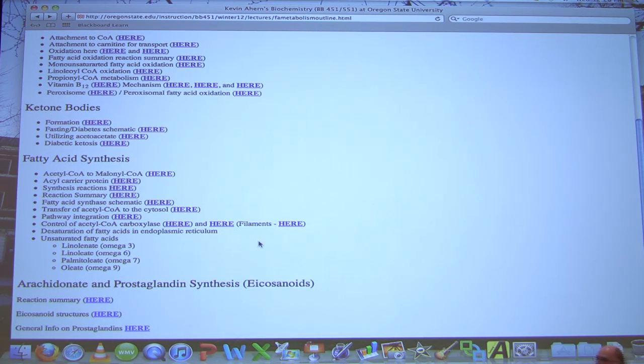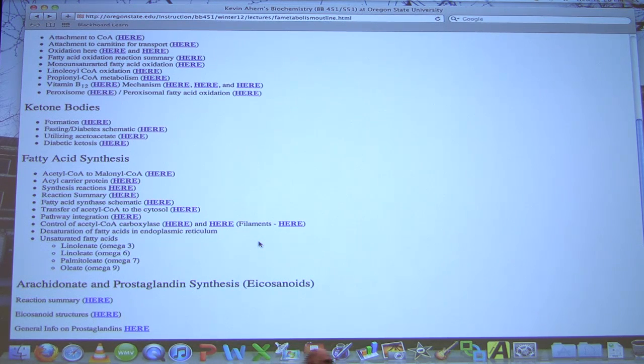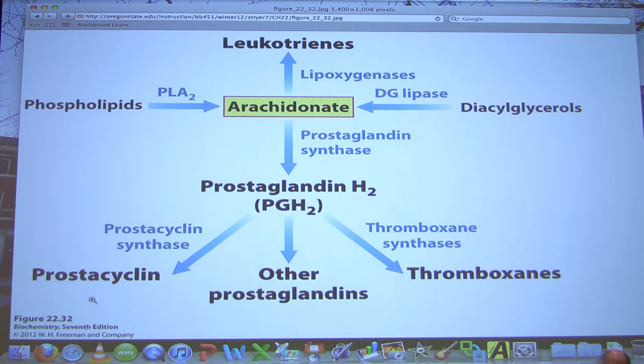Okay, so the last topic I'll talk about relative to fatty acid biosynthesis is that of the synthesis of arachidonic acid and prostaglandins. And these are really interesting and odd compounds. They're interesting in that they cause many different phenomena, or are linked to many different phenomena in the body, and they do arise from fatty acid biosynthesis. So let's take a brief look at what happens with these guys.